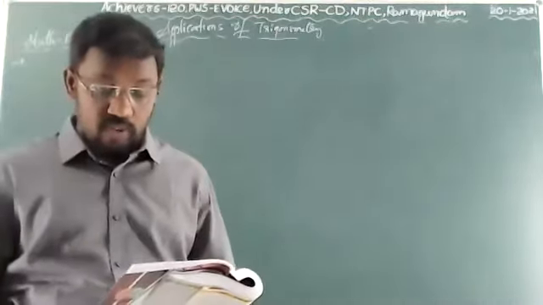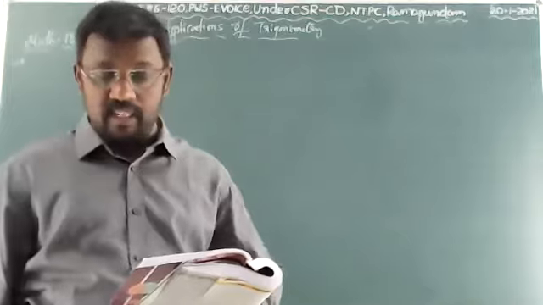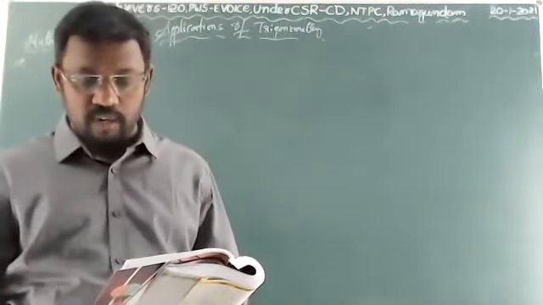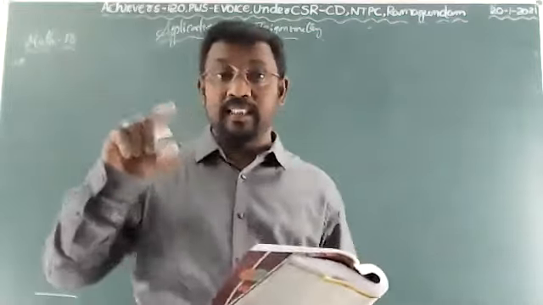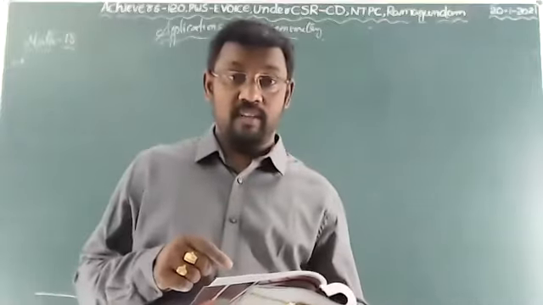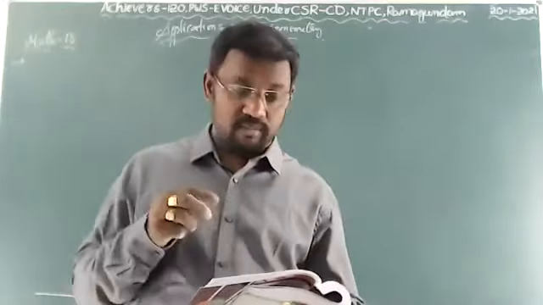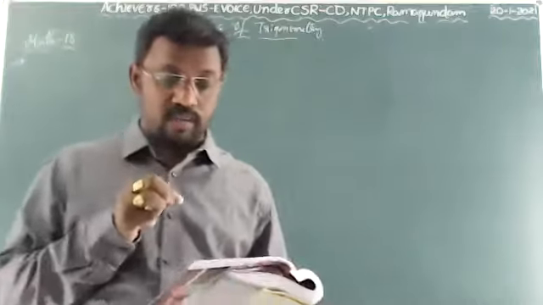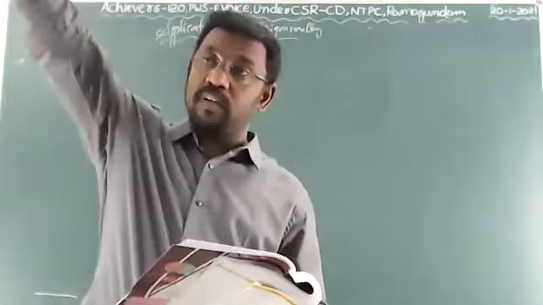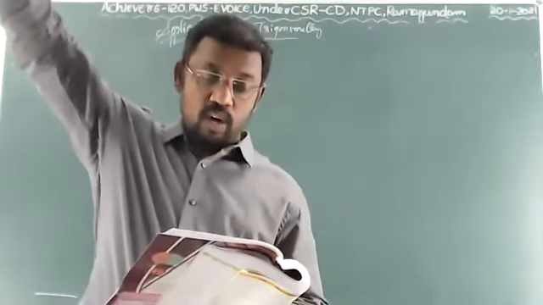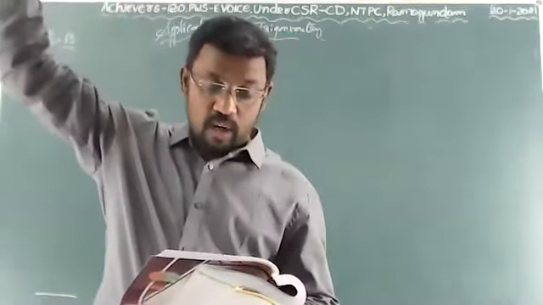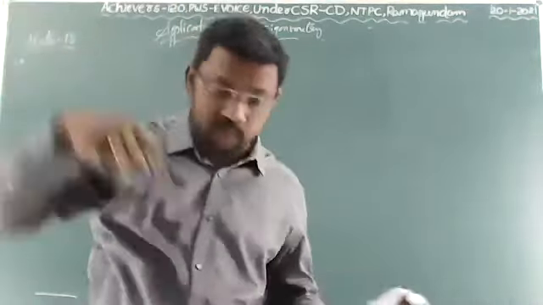The angle of elevation of the top of the building from the foot of the tower is 30 degrees. See, you have to understand very carefully here. Where is the building? Where is the tower? The angle of elevation of the top of the building. The angle of elevation means like this. The angle of elevation of the top of the building from the foot of the tower.